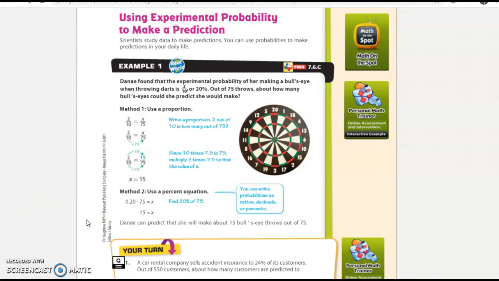We can do that. And in that case, I would multiply 0.20, which is the decimal equivalent of 2 out of 10. Multiply that by the 75 times that she's going to throw that dart again. And that's going to equal the number of times that we would expect or predict that she would make her bullseye. And in that case, again, it is 15, multiplying those two together. So Danae, again, can predict that she will make about 15 bullseye throws out of 75 that she would choose to make in the future.